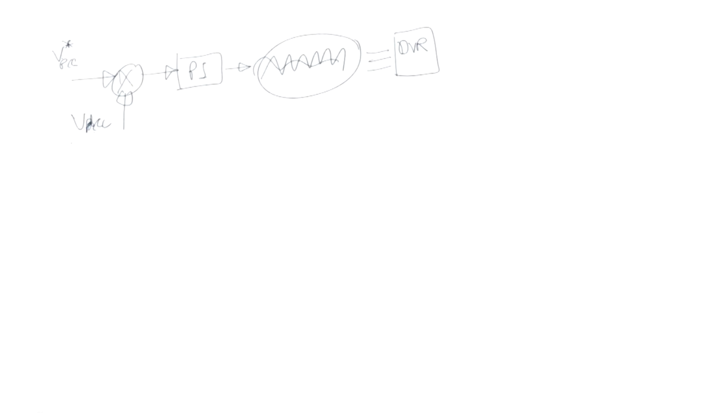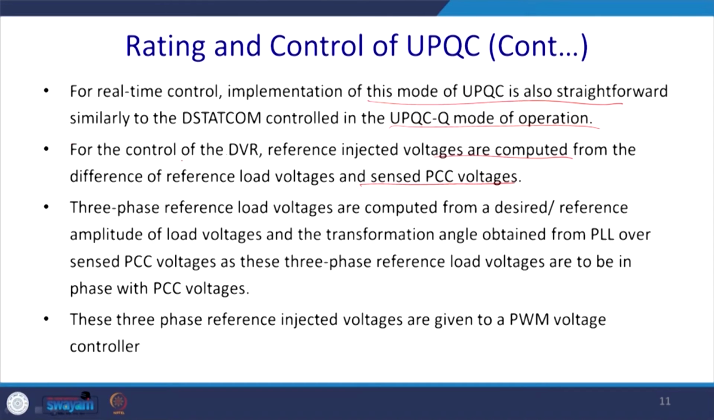So, this is the way of operation for your DVR part. The control of the DVR reference injected voltage is computed from the reference between the load voltage and the sensed PCC voltage. The 3-phase reference load voltages are computed from the desired amplitude of the load voltage, and the transformation angle is obtained from the PLL.